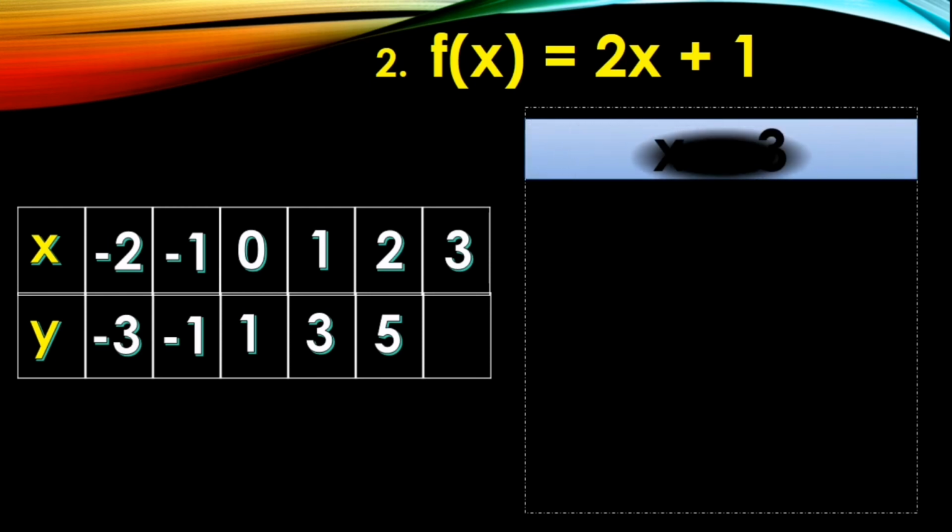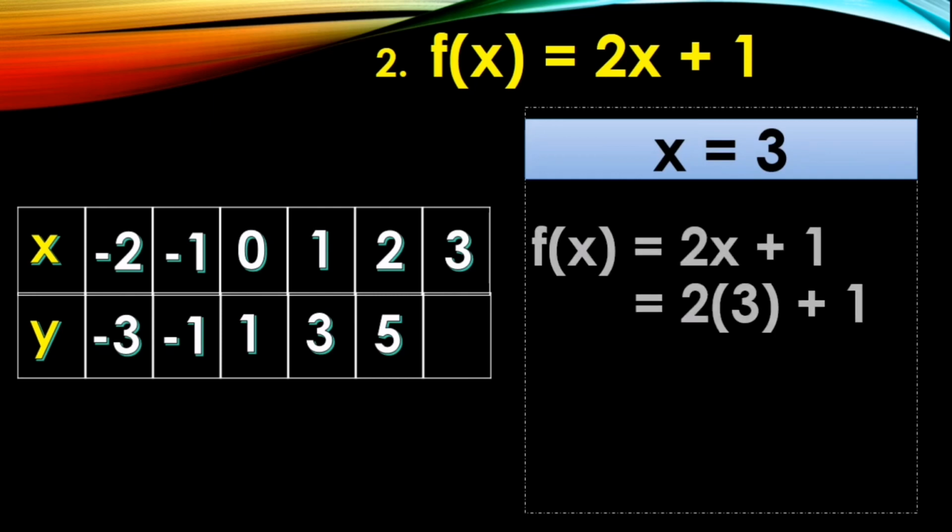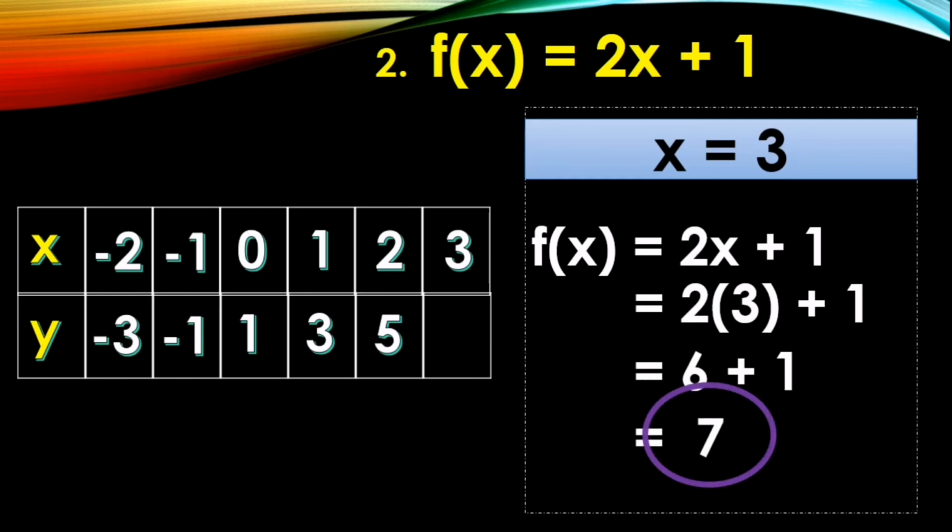If x is equal to 3, then the value of y is what? To solve that, we will copy f of x is equal to 2x plus 1 and then substitute the value of x, which is equal to 3. So that will become 2 times 3 plus 1. 2 times 3 is equal to 6, copy plus 1, and then 6 plus 1 is equal to 7. So if x is equal to 3, then y is equal to 7.